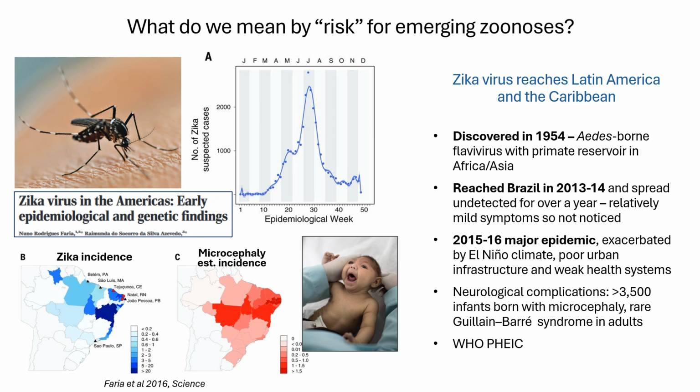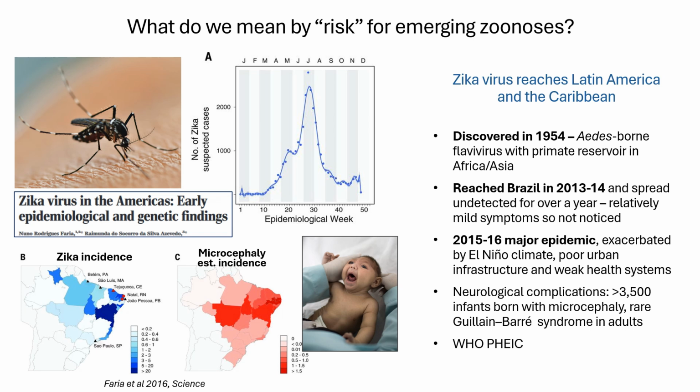And because it was so mild, it spread undetected for over a year within urban populations in Brazil, with relatively mild symptoms, in a region that also experiences outbreaks of dengue and chikungunya. So it was not noticed for a while until 2015 to 2016, when there was a major epidemic, which was exacerbated by the El Nino conditions, as well as poor urban infrastructure and services and relatively weak health systems in some of these epidemic focal areas, which fueled a really rapid spread, aided by many of the same conditions that have fueled the explosive emergence of dengue in these regions.